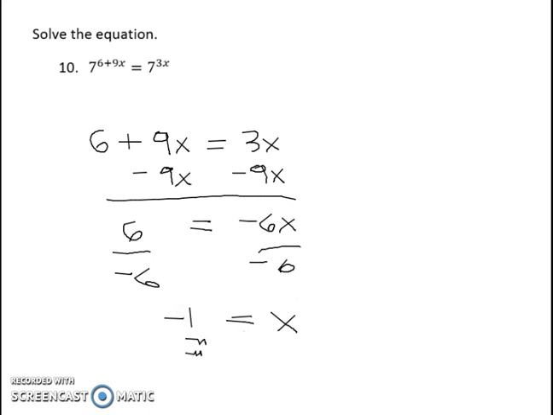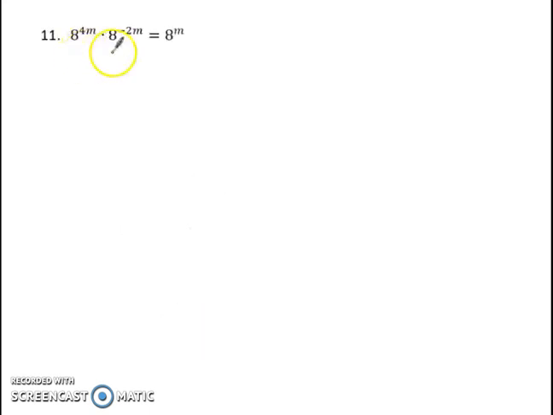Let's look at our next problem. We have almost the one-to-one rule. We don't have it because on the left here we have two bases, not just one. So what I want to do is make this problem similar to the last one, where we just have one base on one side and one base on the other that match each other so that we can use the one-to-one rule. What I'm noticing right now is I have the same base multiplied. Same base multiplied means that you add exponents. So I'm going to add these two exponents, and that gives me 8 to the 4m plus negative 2m.